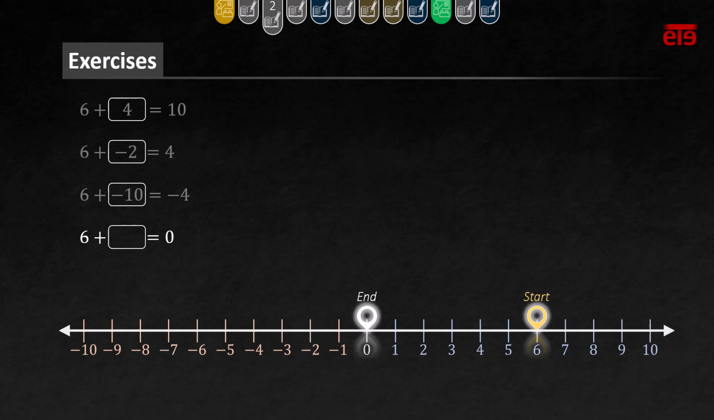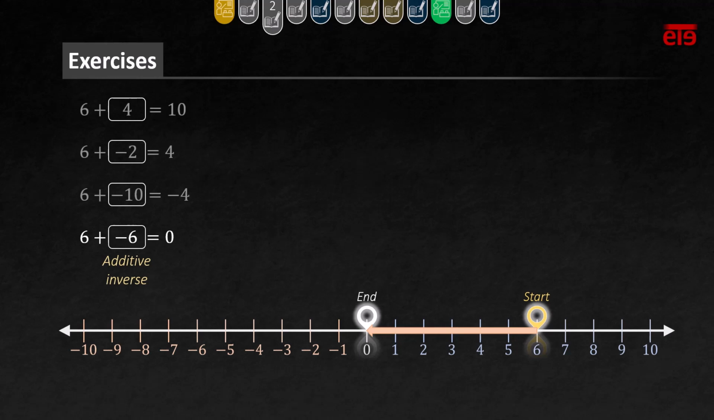Here 0 is 6 steps away from 6 and we are counting to the left. So adding 6 and -6 will get 0. We can see that -6 is the additive inverse of 6. When you add a number with its additive inverse, the sum becomes 0.